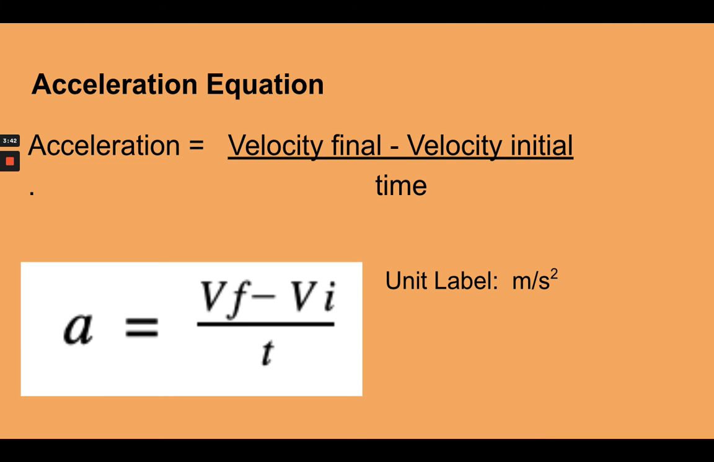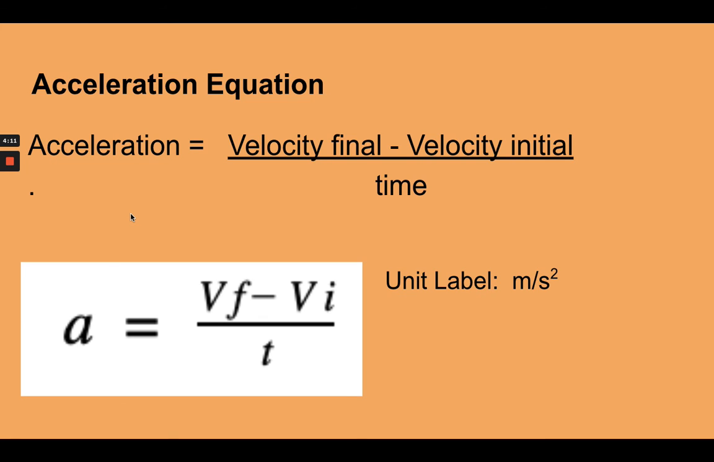Now, if we're going to calculate acceleration, acceleration can be calculated through taking the final velocity, subtracting the initial velocity, and dividing all that by the total time. We look at the unit label for acceleration. It's going to be some sort of distance over time squared. Okay?